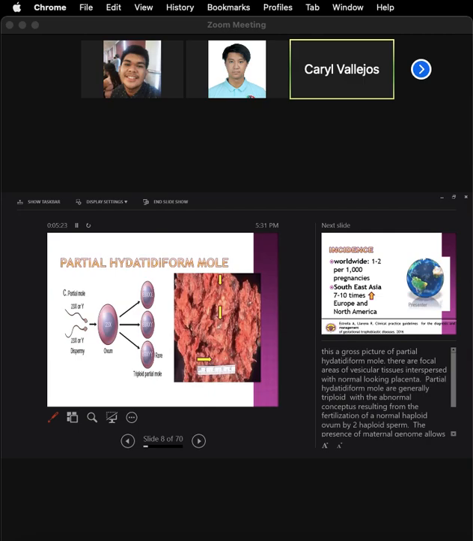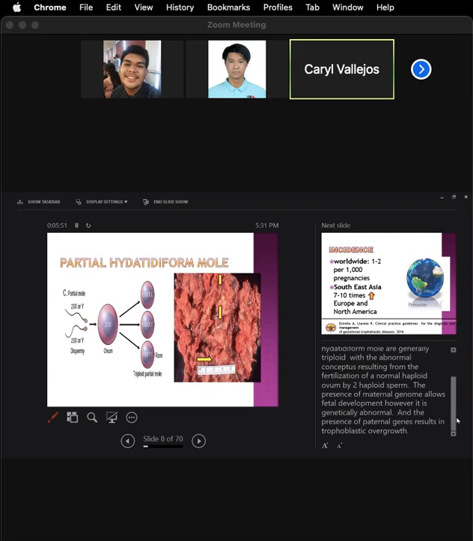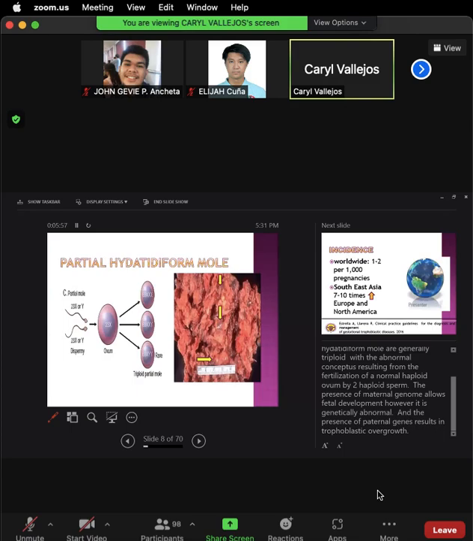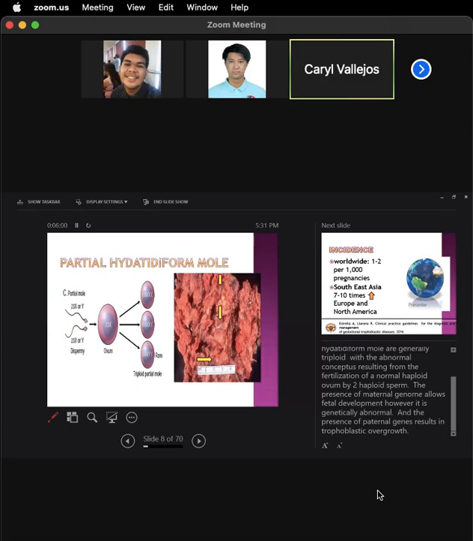So in partial hydatidiform mole, the ovum is not empty. It is normal, with a haploid genome, and fertilized by two haploid sperm, resulting in a triploid partial mole: 69XXX, 69XXY, or 69XYY, which is, however, very rare. So the presence of the maternal genome allows fetal development. However, it is genetically abnormal. And the presence of the paternal genes results in trophoblastic overgrowth.